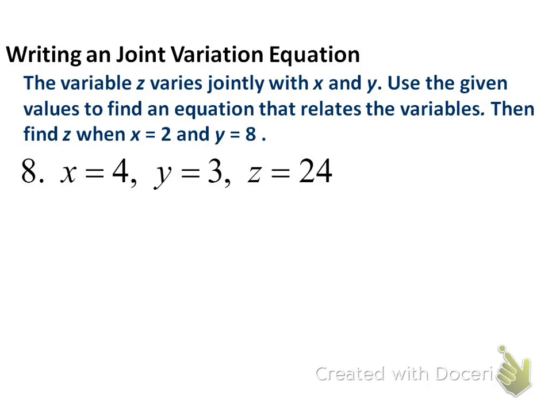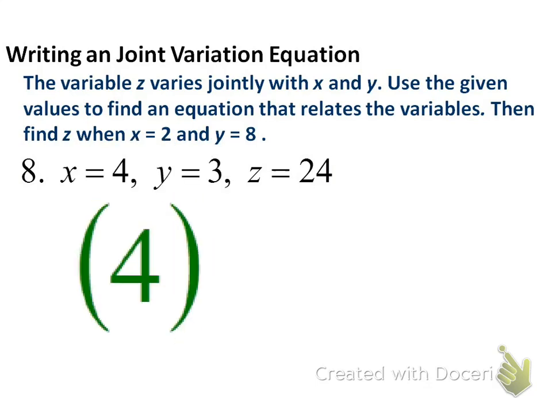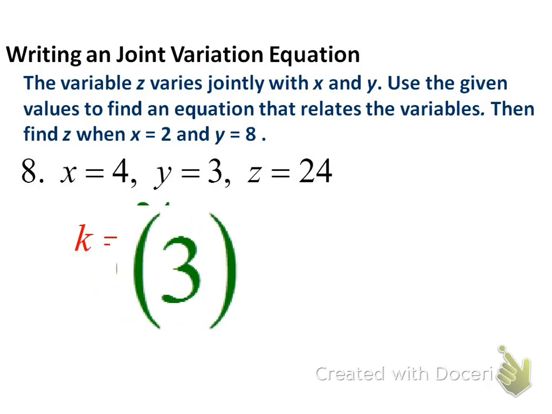Basically, your first goal is to find k, and then your second goal is to find the z value when you change the x to a 2 and the y to an 8. So we're going to start with that equation where k is by itself. So k equals z divided by x times y, and then you're just going to plug in what you know from that problem. So I'm going to change the z to a 24. I'm going to change the x to a 4. I'm going to change the y to a 3.